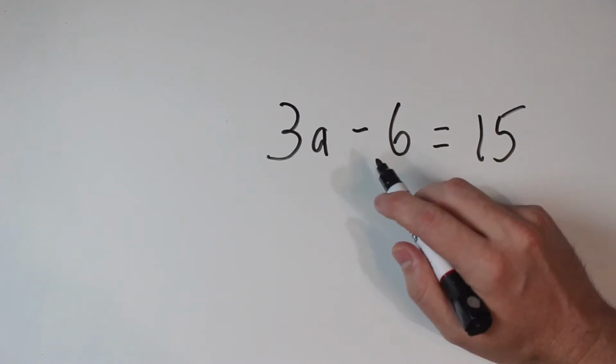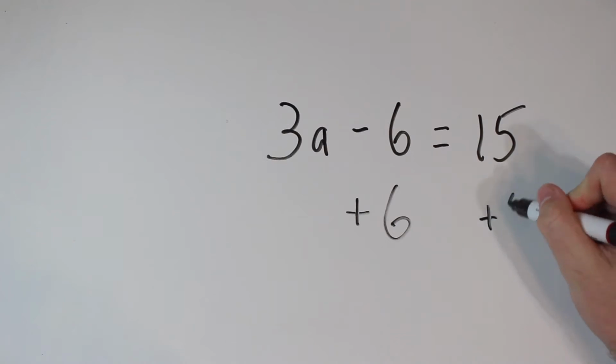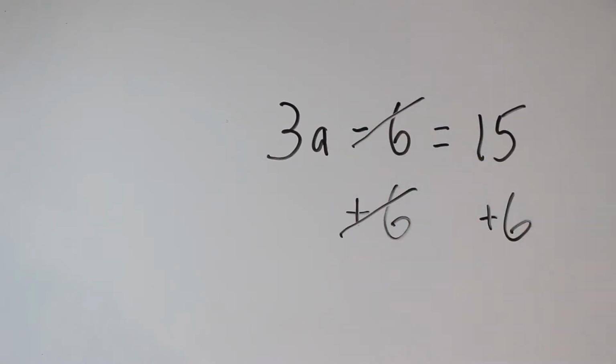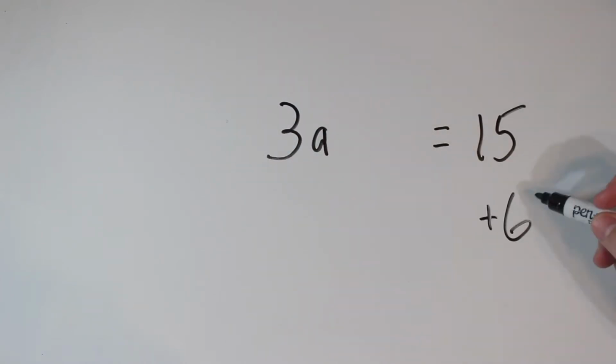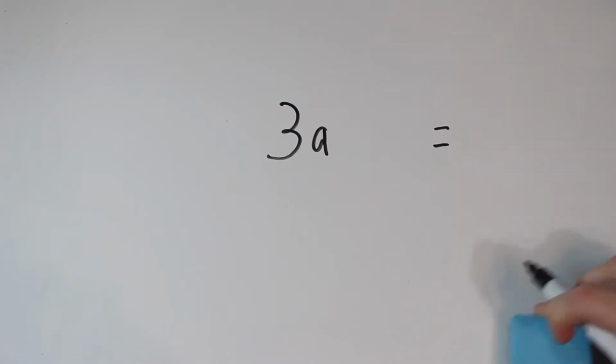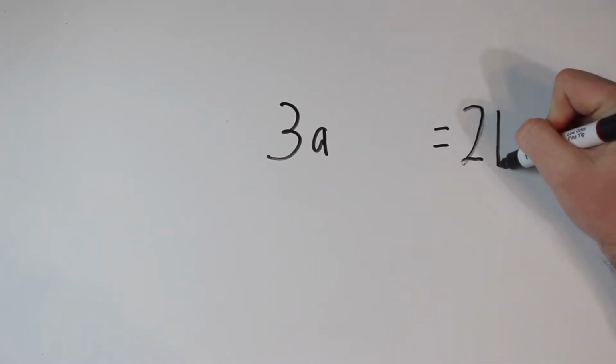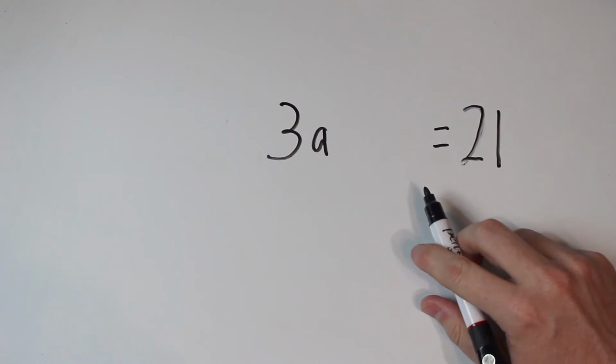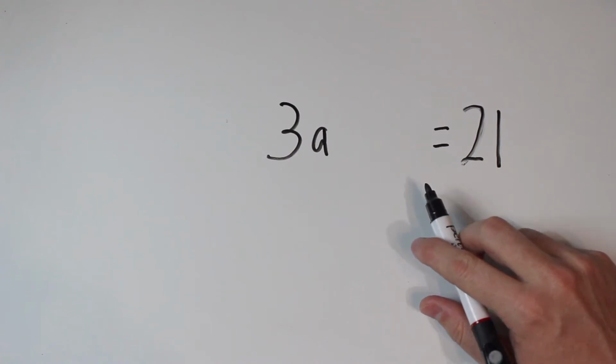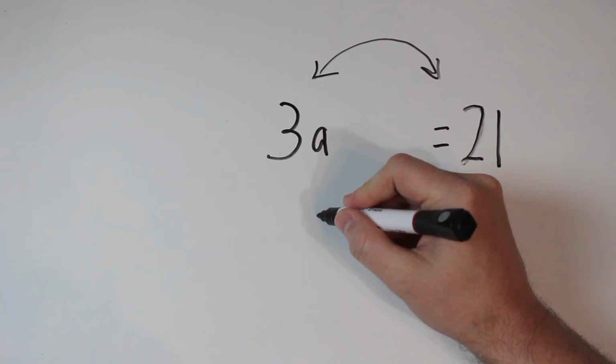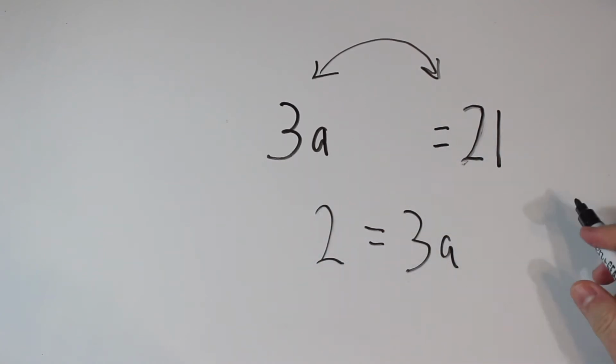First, let's undo the minus 6 by adding 6 to both sides. The 6's cancel here, and 15 plus 6 equals 21. 3a equals 21 is the first part of our answer. But you'll write it the other way around on your power-up. 21 equals 3a, which is the same thing.